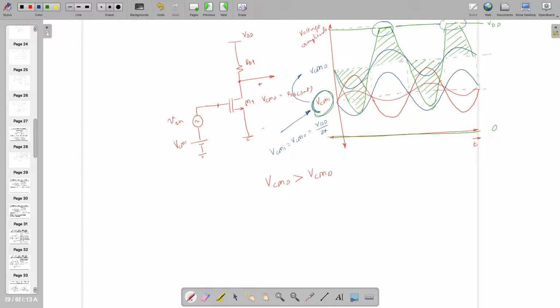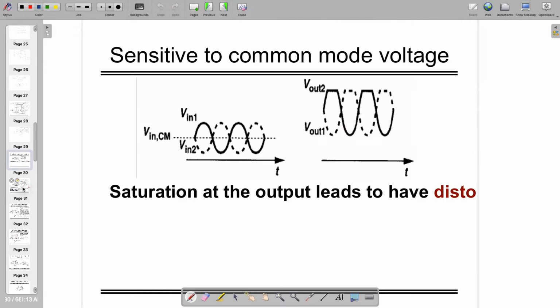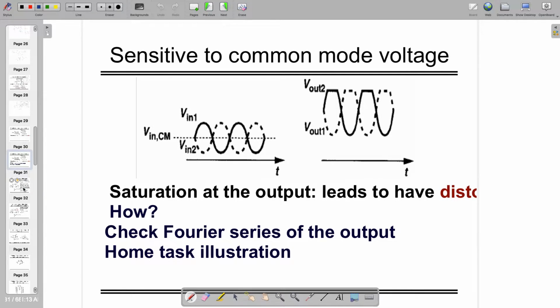But that's not possible. If you understand, there is a problem: there is saturation at the output, and that leads to distortion. When we say distortion, it means you're going to have harmonics, right? The harmonics are coming because of the shape of the signal. For that, you must have studied something called Fourier series.